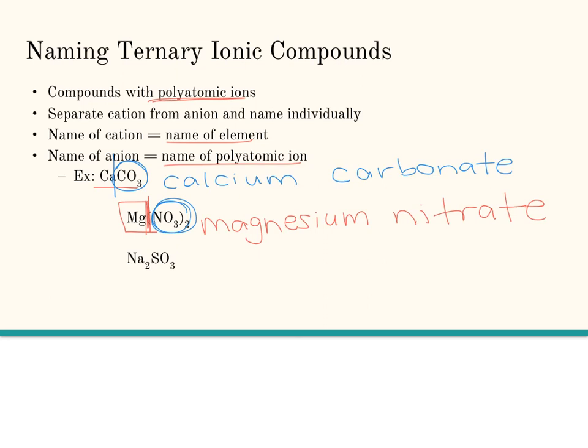Okay, my last one, Na2SO3. Na is my cation. The name of it is sodium. SO3 is my anion. If I look it up, it's sulfite. So I end up with sodium sulfite.